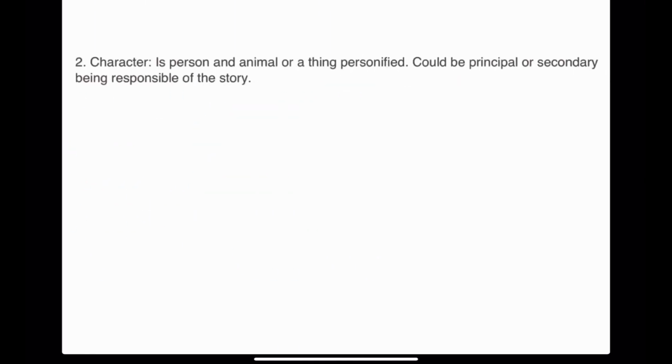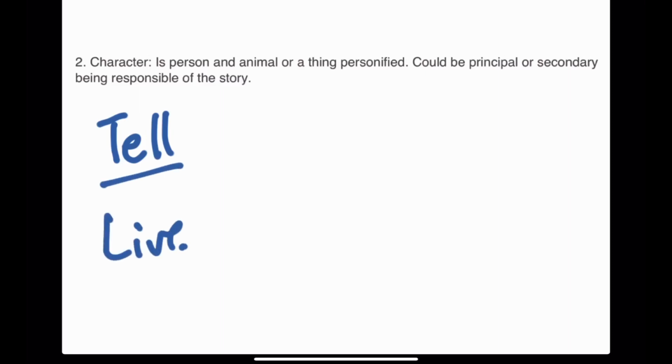I think that is the iconic part of a story, because when we talk about a story and we ask someone to tell me what happens there, we always talk about the person or the thing or the animal that goes through the story and tells us what is going on. So the character is a person, an animal, or a thing personified, could be principal or secondary, being responsible for the story. What does the character do? He tells us the story, he lives the story, okay?